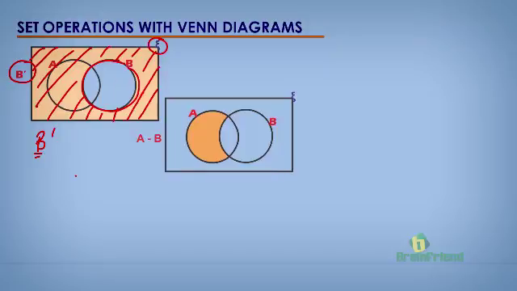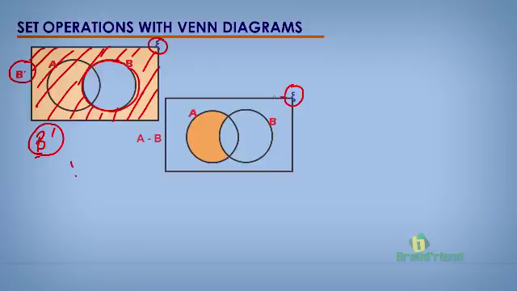So our set B remains unshaded, while every other area within our universal set is shaded, and these shaded areas represent the complement of B. Let's take a look at another Venn diagram.